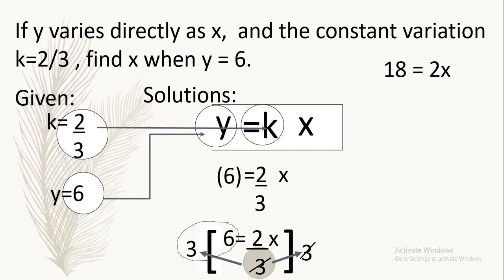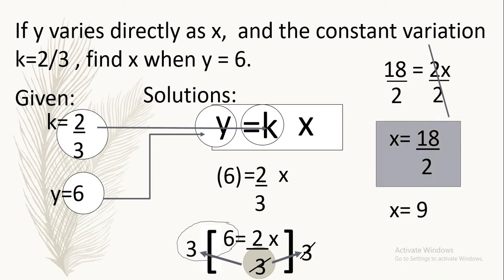Okay? Next is, so dito, gagamit ka naman ng division property. Divide both sides by kung sino yung katabi ng variable, which is 2. Okay, so x is equal to 18 over 2. Let us simplify it. So x is equal to 9. And to write the equation of variation, we have y is equal to 2 over 3x. Why 2 over 3? Because that is the value of our k.